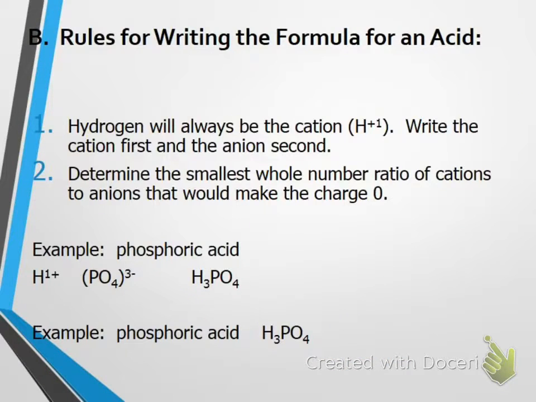Okay, rules for writing the formulas. Like I said a while ago, you won't have any problem writing formulas unless you're still struggling with balancing charges. But if you can balance the charges, and most of you did very well on the test, then you can put these together. This first one is phosphoric acid. Hydrogen is +1. Phosphate is -3, so it takes 3 hydrogen to go with 1 phosphate.